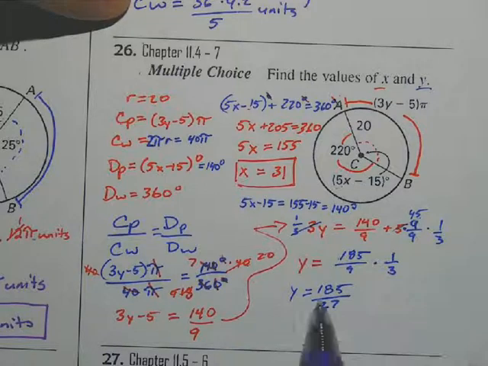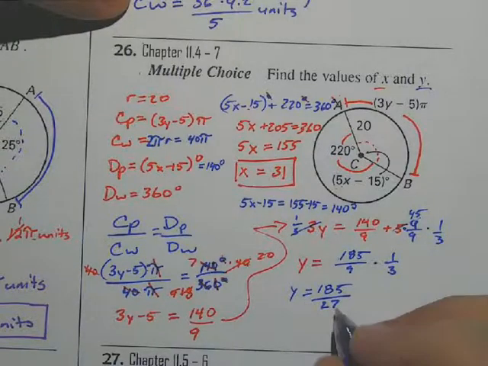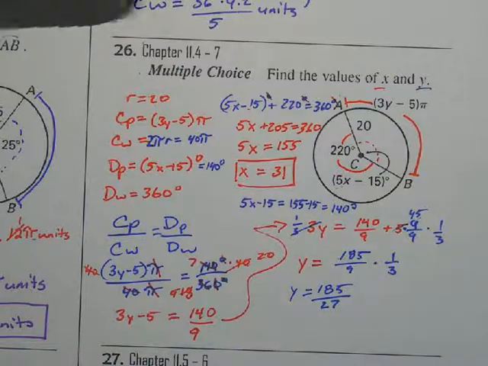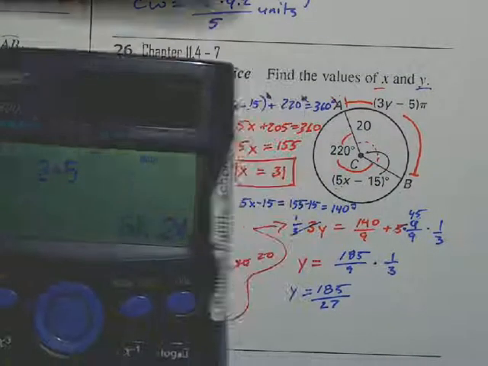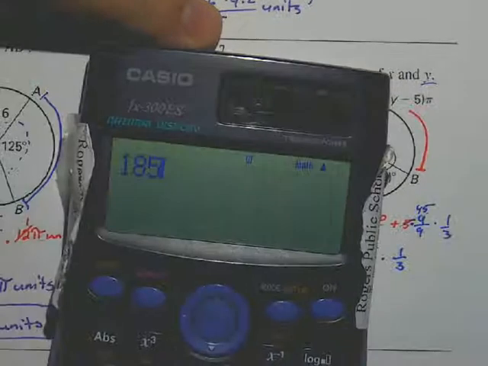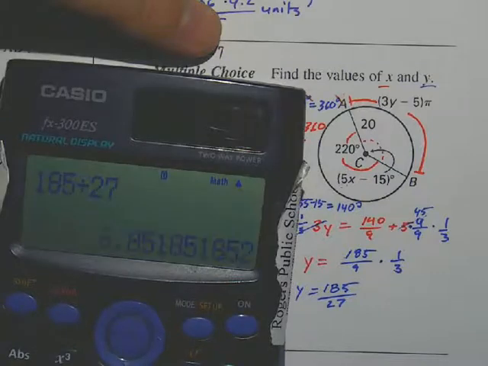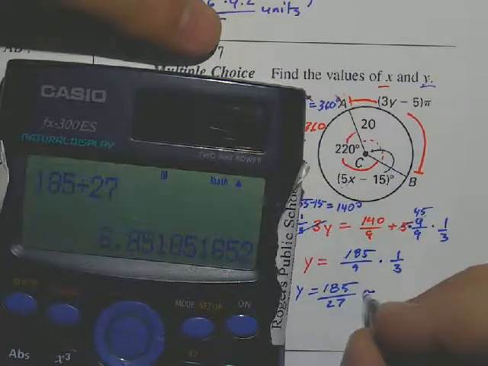Okay, and 185 is not going to be divisible by 3 because 1 plus 8 is 9 plus 5 is 14, and 14 is not divisible by 3. That's a divisibility check for numbers divisible by 3. So this is as reduced as it gets, but I can put it in decimal format. 185 divided by 27 is 6.9.